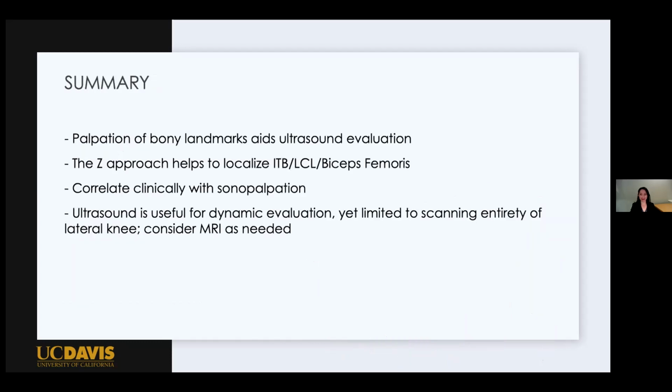So, in summary, for a scan of the lateral knee and distal IT bands, recommend palpation of bony landmarks which aid in ultrasound evaluation, including the head of the fibula. The Z approach helps to localize the IT band, LCL, and biceps femoris. And it's important to correlate clinically with sonopalpation to the area of where your patient may or may not be tender. And in summary, ultrasound is useful for a dynamic evaluation, yet limited to scanning the entirety of the lateral knee, so consider MRI as needed.